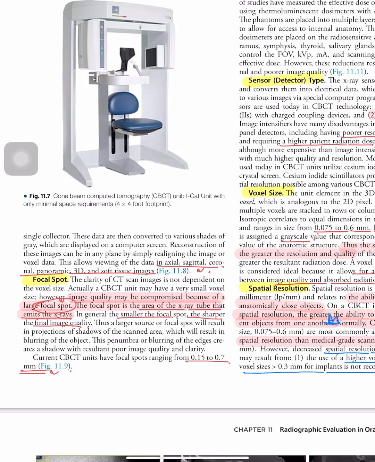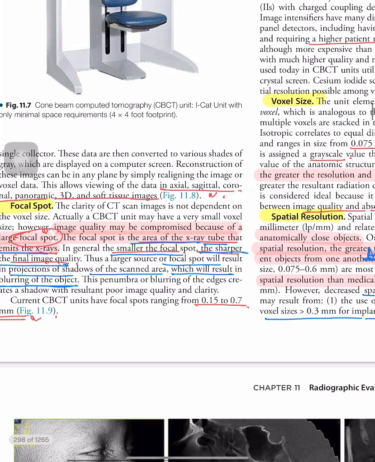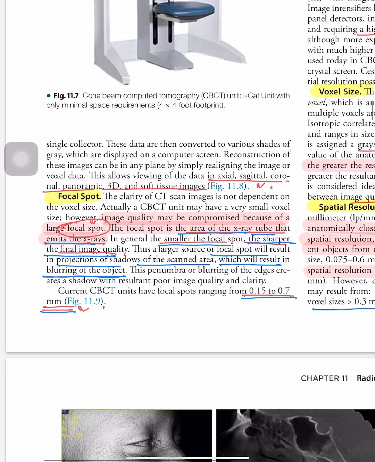So first thing is focal spot. Focal spot is the area of the X-ray tube that emits the X-ray. In general, the smaller the focal spot, the sharper the final image quality. Thus, a large source or large focal spot will result in image projections of shadows of the scanned area, which will result in blurring of the object. So the smaller the focal spot, the sharper and clearer the image. The current CBCT units have focal spots ranging from 0.15 to 0.7 millimeter.